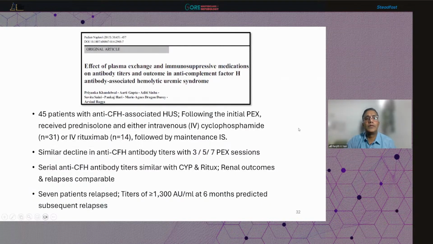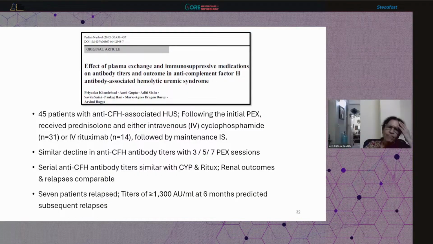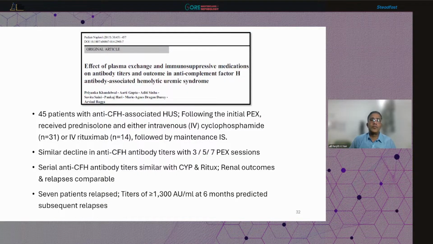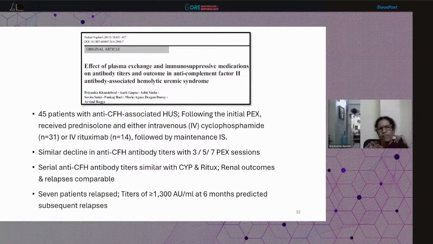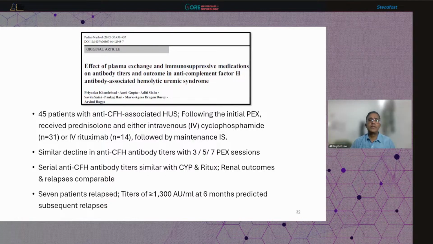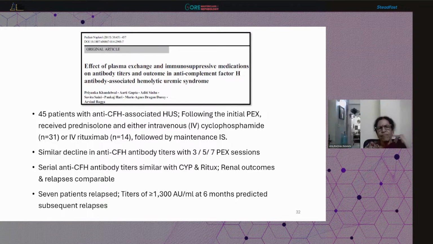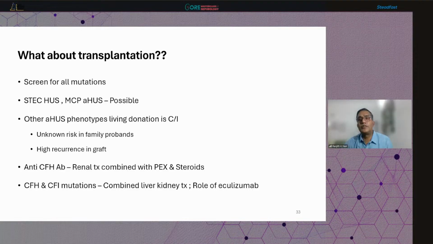This is a short study from AIIMS again, where 45 patients, of course, this is much before eculizumab was available, 45 patients with anti-CFH antibody-associated HUS. Following an initial plex, they gave them steroids and cyclophosphamide or rituximab. There was a similar decline in antibody titers following 3, 5, and 7 plasma exchange sessions. And the serum CFH antibody titers were similar, whether cyclophosphamide or Ritux were used. Renal outcomes and relapses were comparable. 7 patients relapsed.